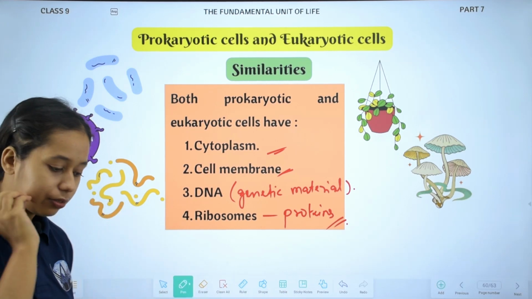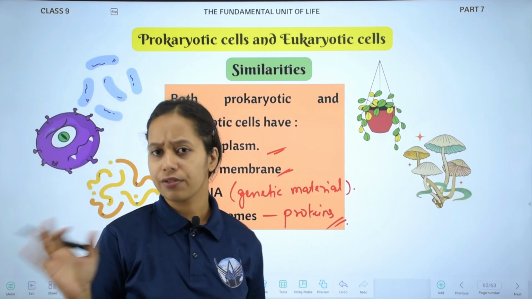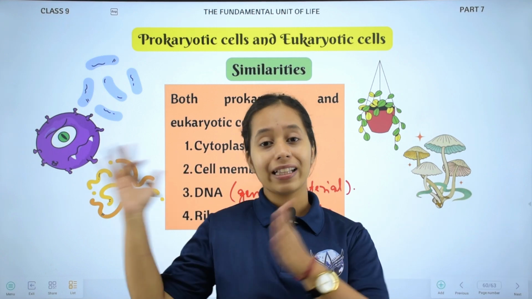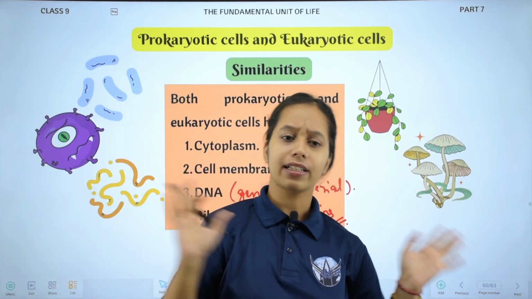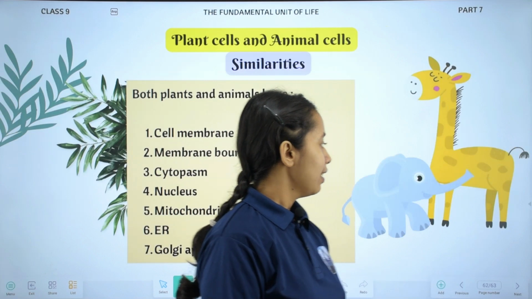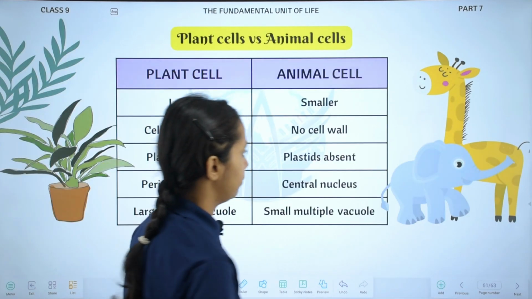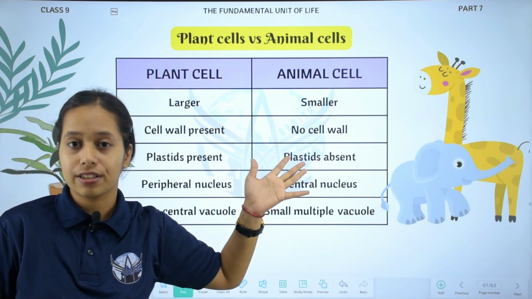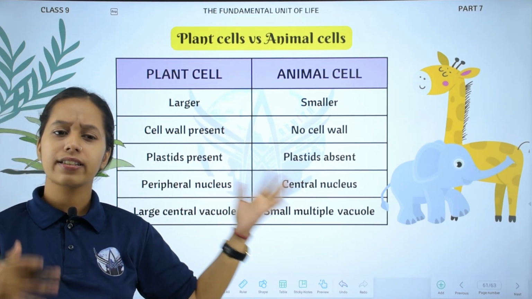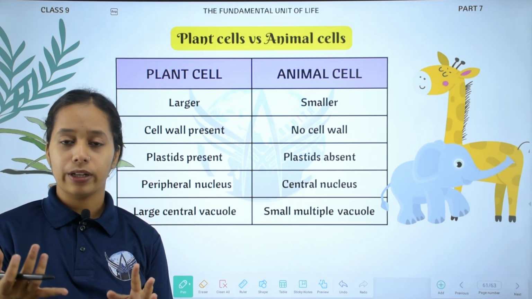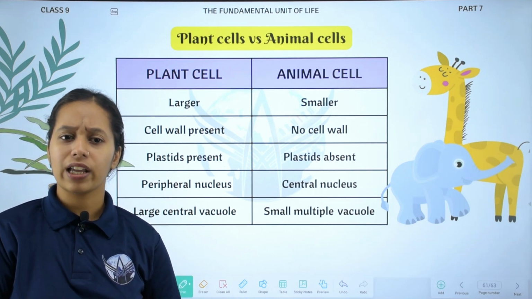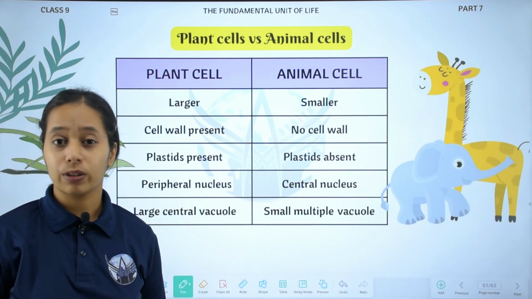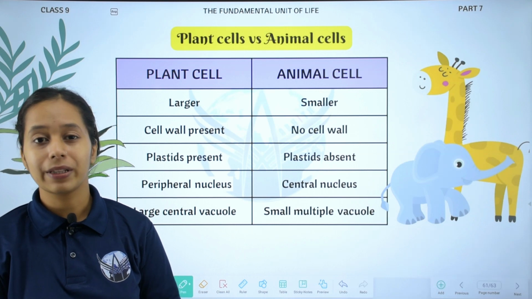In the questions, they directly ask what are the differences between the two, or what are the similarities between the two. Now let us move on towards animal cell versus plant cell. So the next topic is plant cell versus animal cell, meaning the differences. We have already discussed a lot about them. When we were discussing the cell organelles, we also discussed a few differences and a few similarities. So let us look in detail at what those differences and similarities are.